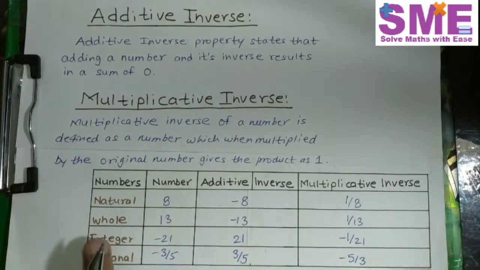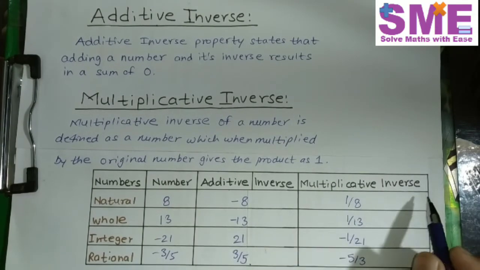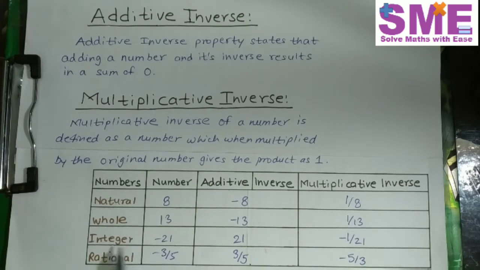So if we fill for other numbers, we will find the additive inverse for 13 is minus 13, and multiplicative inverse is 1 by 13. For minus 21, the additive inverse is 21 and the multiplicative inverse is minus 1 by 21. And for the rational number minus 3 by 5, the additive inverse is 3 by 5 and the multiplicative inverse is minus 5 by 3.